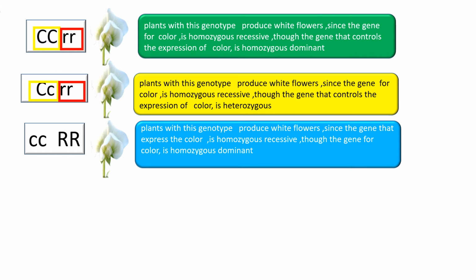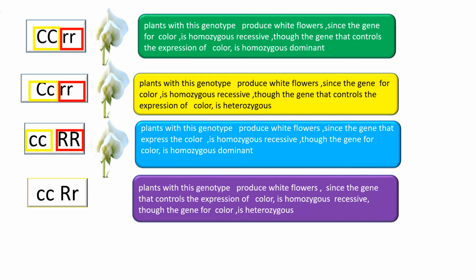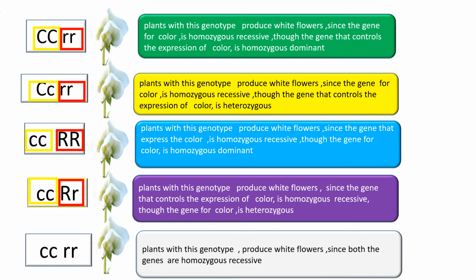Plants with this genotype produce white flowers, since the gene that controls the expression of color is homozygous recessive, though the gene for color is homozygous dominant. Plants with this genotype produce white flowers, since the gene that controls the expression of color is homozygous recessive, though the gene for color is heterozygous. Plants with this genotype produce white flowers, since both the genes are homozygous recessive. Accordingly, there are 4 genotypes for red flowers. There are 5 genotypes for white flowers.